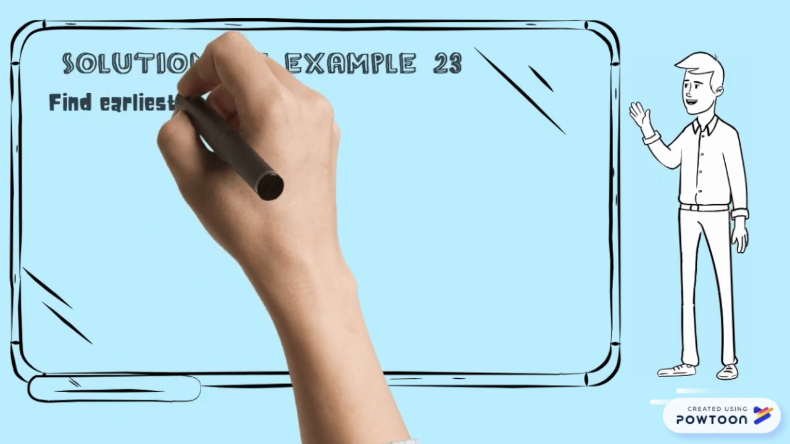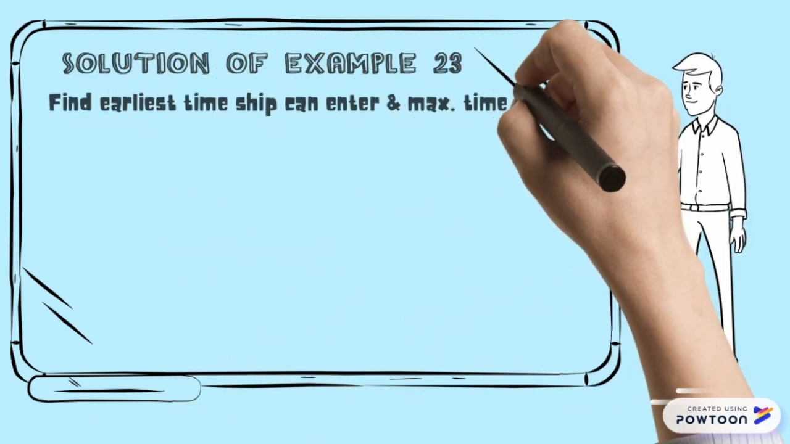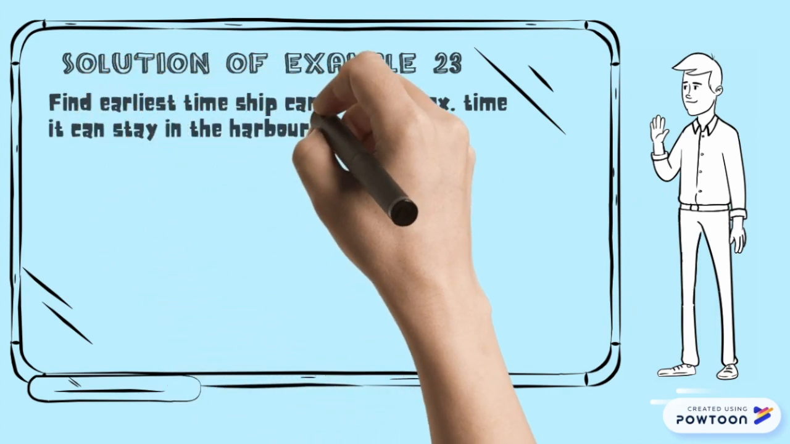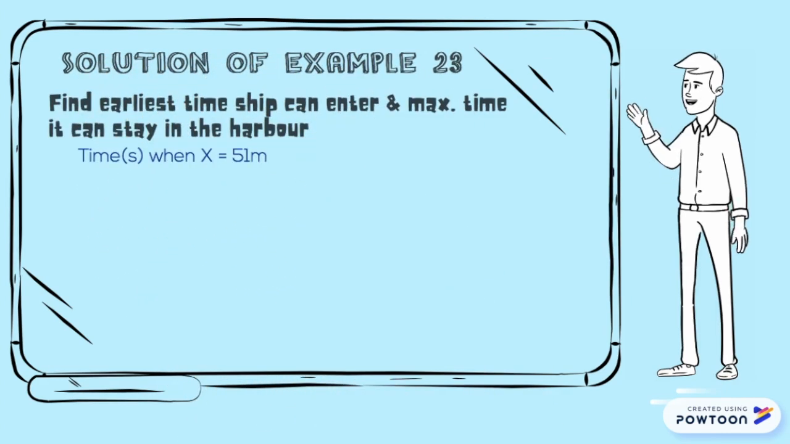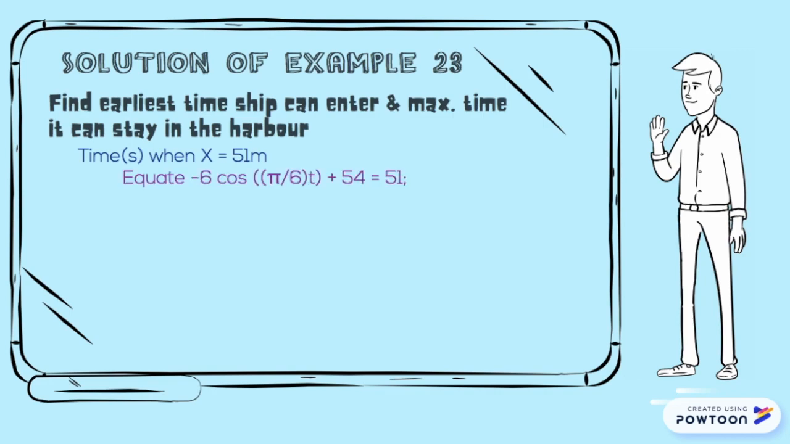And the question has asked us to find the earliest time the ship can enter and the maximum time it can stay in the harbor. According to what was just said, we will have to equate our displacement formula to 51 meters to find the time when the water level first reaches 51 meters and is last at 51 meters.